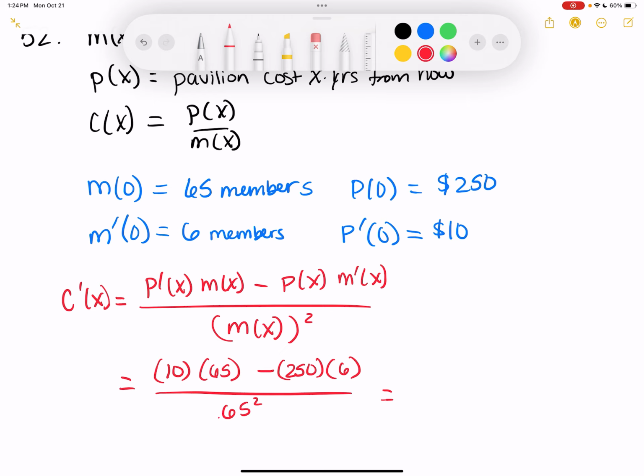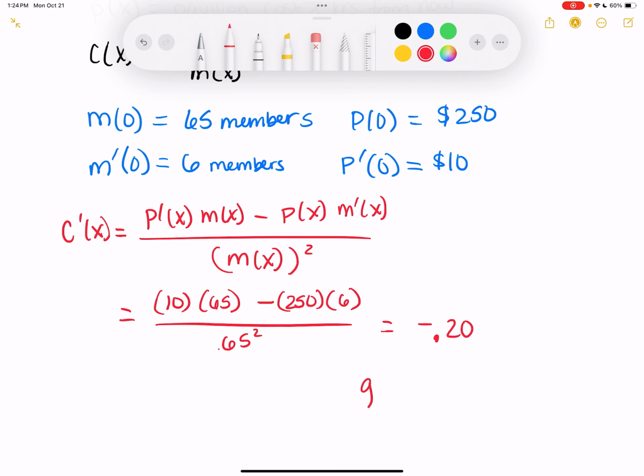And just because the bells are about to ring, this is negative 0.20. So it's actually going down. That's depressing. At 20 cents per year. That's good. That means your cost per year is cheaper.